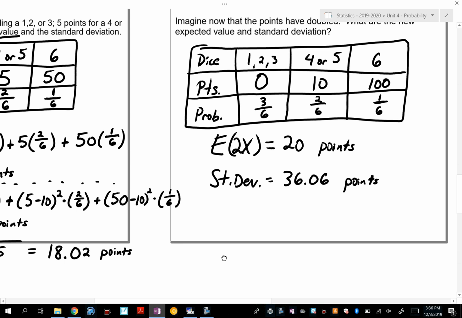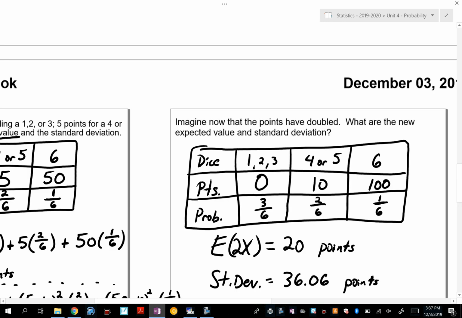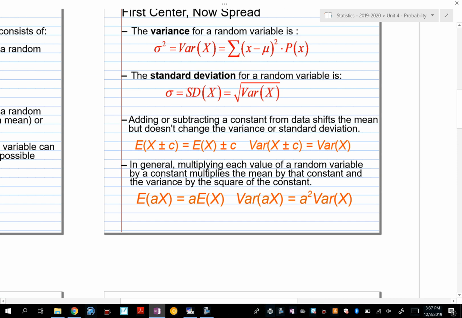All right? So what we just proved is that if you want to double or times 3 or times 4, or if you want to divide something in half, you can just double the numbers. But, guys, that doesn't work for adding and subtracting. It works for multiplying. If you think back to, we talked about this, I think it was in chapter 4 or 5, a long time ago. If you start adding and subtracting, your center will change, right? Your mu will change, but your standard deviation will not change.